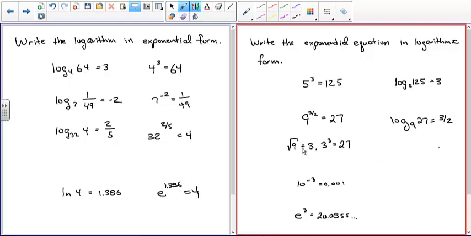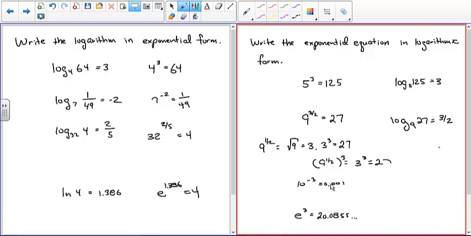And that's because, if you think about it here, the square root of 9 is 3. The square root is to the 1/2 power. And if you take 9 to the 1/2 power cubed, it's the same as 3 cubed, which is 27. So that's how the whole thing comes apart.